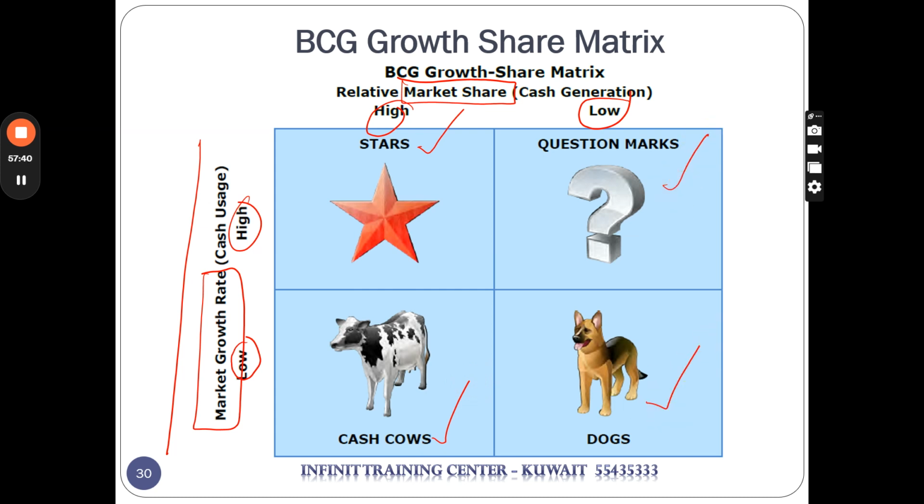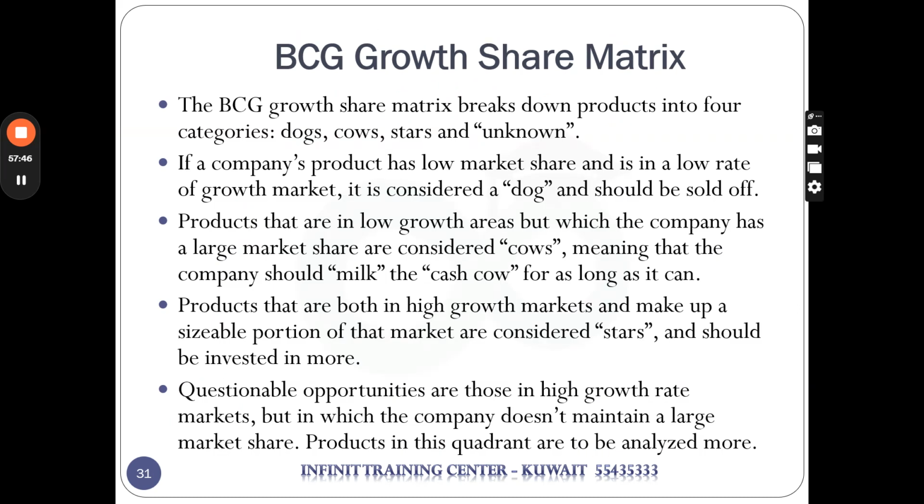We will see in the next slide what all this means to you. So the BCG growth share matrix breaks down products into 4 categories: dogs, cows, stars, and question marks.